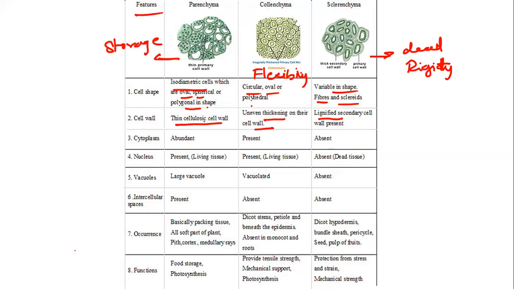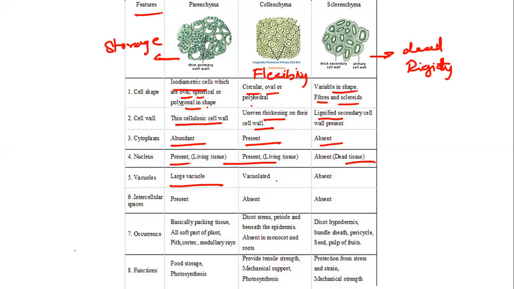So the cell wall of parenchyma is made up of cellulose, the cell wall of collenchyma is uneven and thick, and sclerenchyma is made up of lignin. Lignin is a type of protein, right? And the cytoplasm is most abundant in parenchyma, present in collenchyma, and absent in sclerenchyma. When we talk about the nucleus, since both are living tissues, they will have a living nucleus, whereas since sclerenchyma is dead tissue, the nucleus is absent.